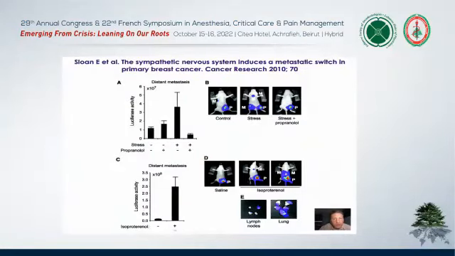Now, Eric Sloan in her lab looked at the impact of stress on cancer in mice models. These are mice that had primary breast cancers, and there was stress for 28 days. Stress itself resulted in a significant increase in distant metastasis in this mice model. But when these mice were given a non-selective beta blocker, there was a significant reduction in metastatic load. But when given a beta agonist, again there was an increase in distant metastases.